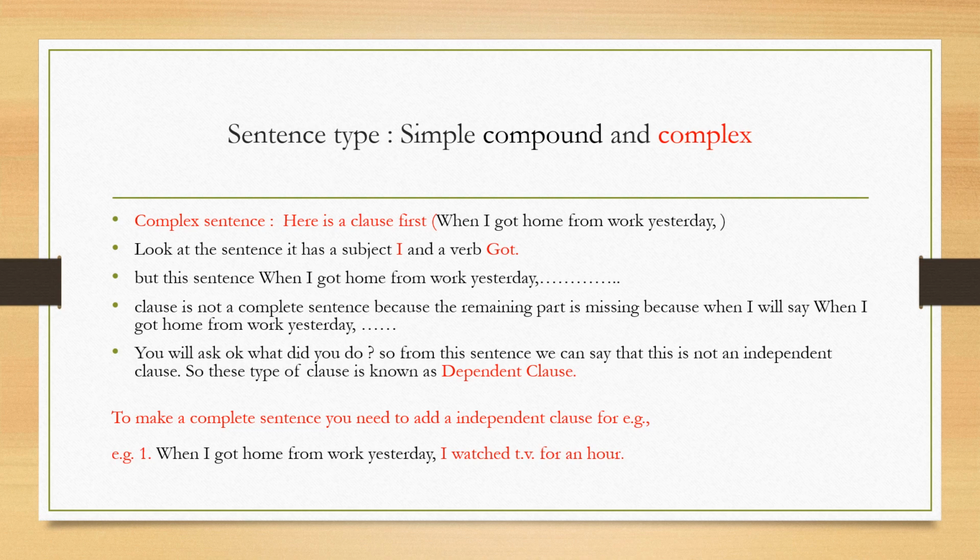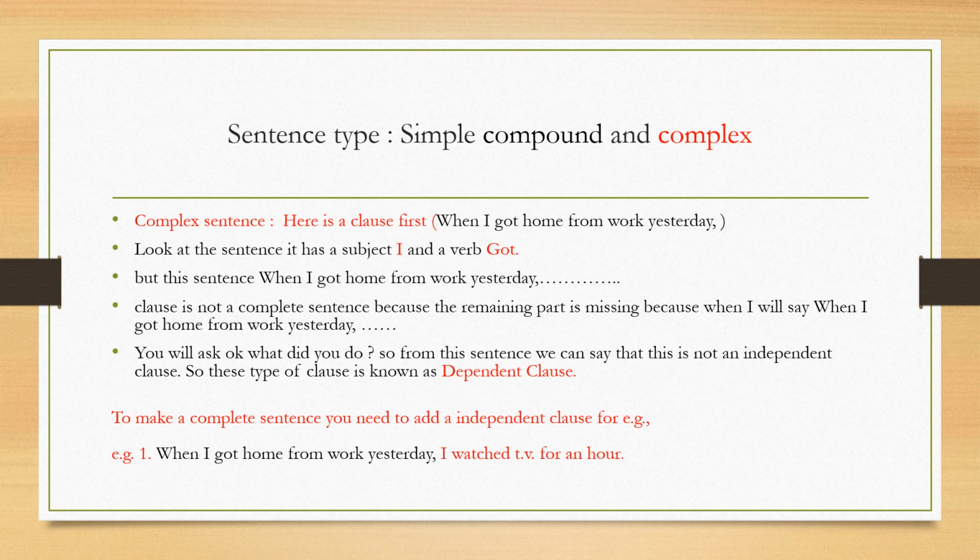Because when I say, when I got home from work yesterday, you will ask, okay, what did you do? So from this sentence, we can say that this is not an independent clause. This type of clause is known as a dependent clause. Please refer to the definition of complex sentence: one dependent clause and one independent clause is known as a complex sentence. To make a complete sentence, you need to add an independent clause. Look at the example again. When I got home from work yesterday, I watched TV for an hour.